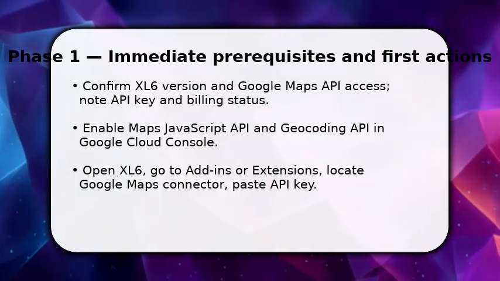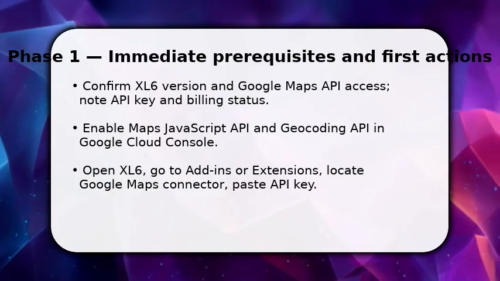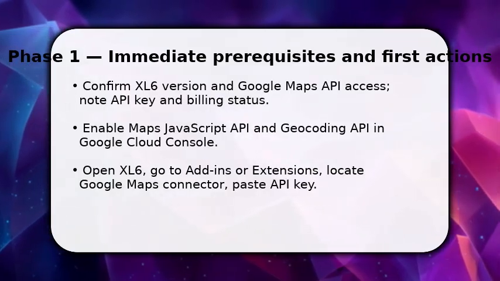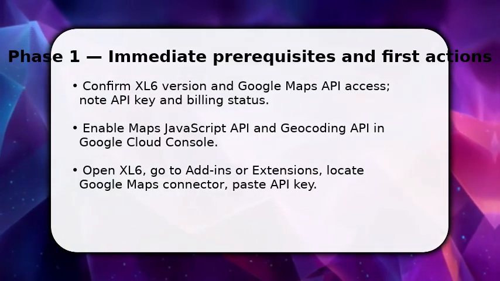You begin by verifying Xl6 supports Google Maps and that you have an API key ready. This saves wasted steps later.